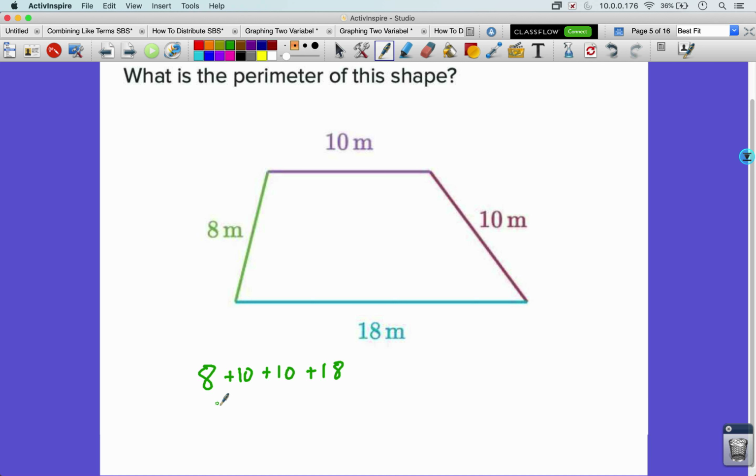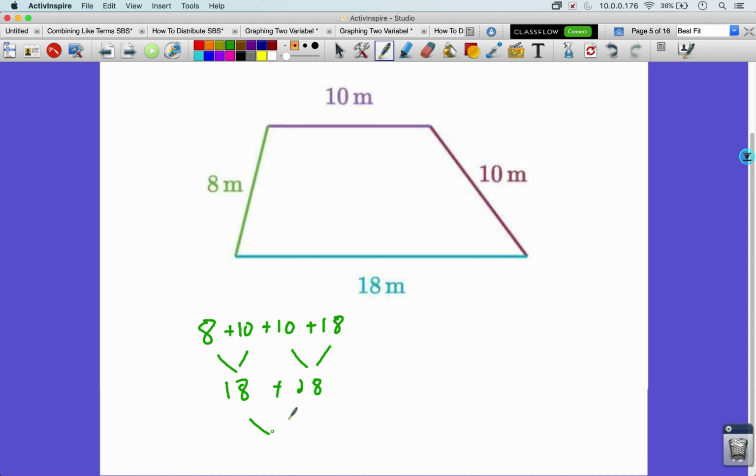And now we can add this, we can pair them off if we want. 18 plus 28. Add those together, that becomes 46. And now we bring the unit back in. This is 46 meters to go all the way around this shape.